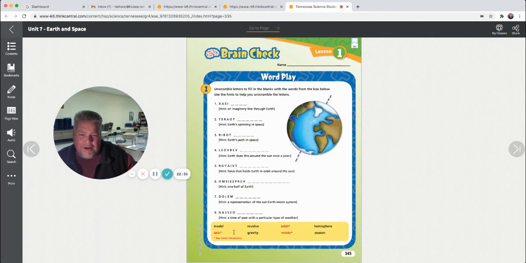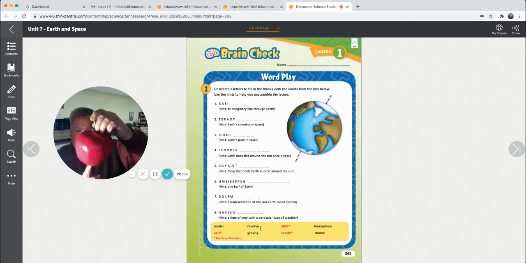These words that we've talked about, we'll go over them one more time. A model is just kind of like an example of something. Revolve, remember revolve means to go around something. Orbit, it's the path the planet takes around the sun. Hemisphere is half of the earth. An axis is an imaginary line that goes through the center of the earth.